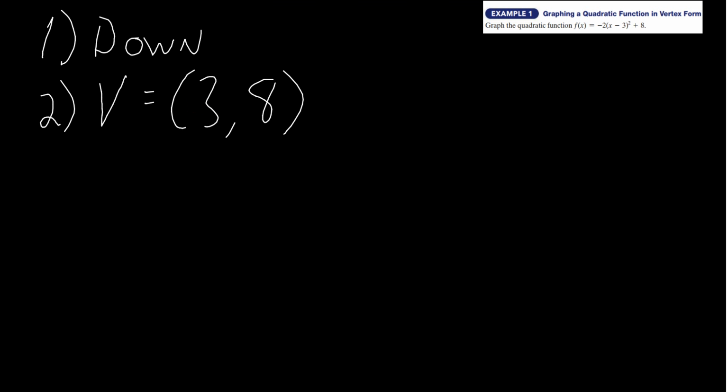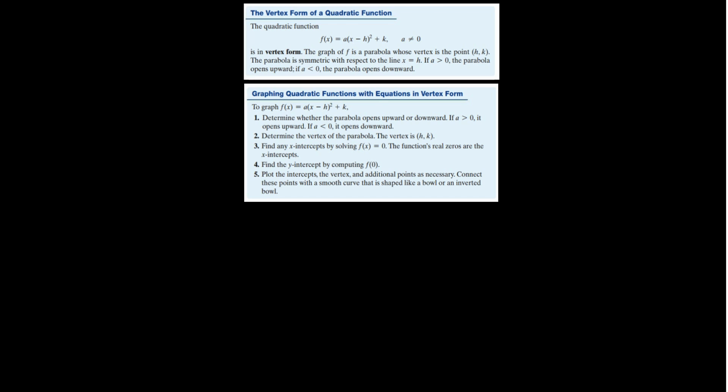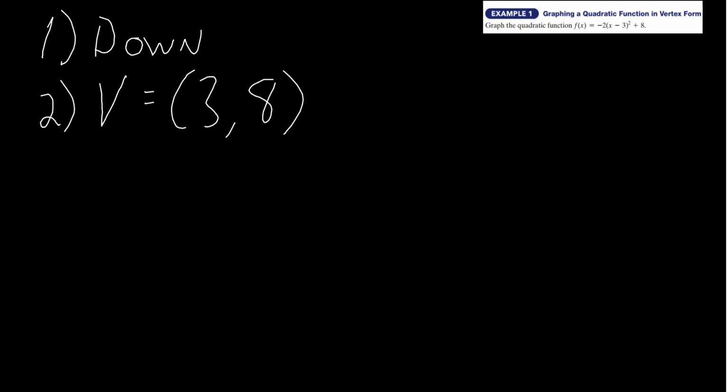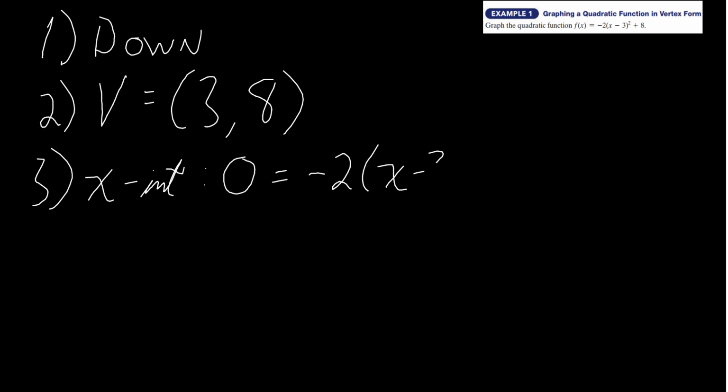Okay. And then step 3, we need to find the x-intercepts. 3 is x, 4 is y. So step 3, we're going to find the x-intercepts. The x-intercepts are going to be wherever this equation is equal to 0. So what I'm going to do is set the function equal to 0. So I'm going to say 0 is equal to negative 2 times (x minus 3) quantity squared plus 8.